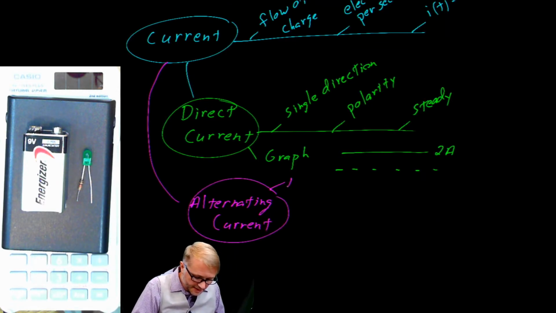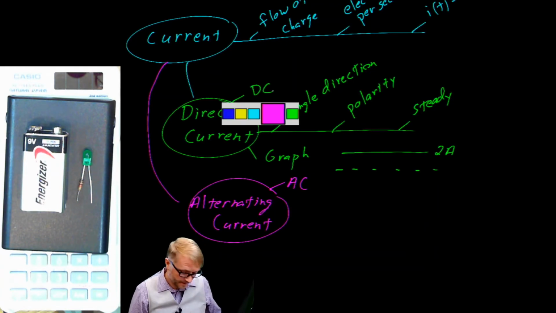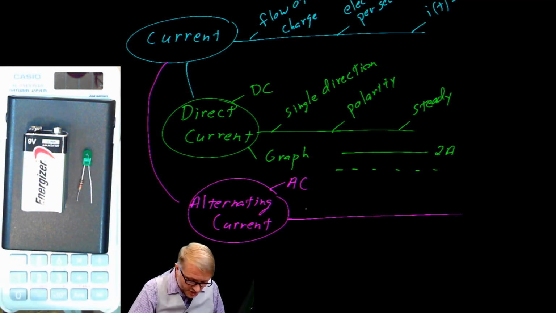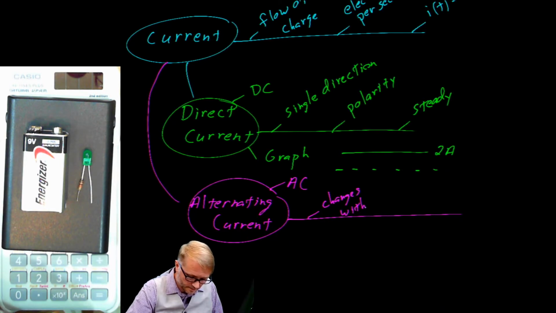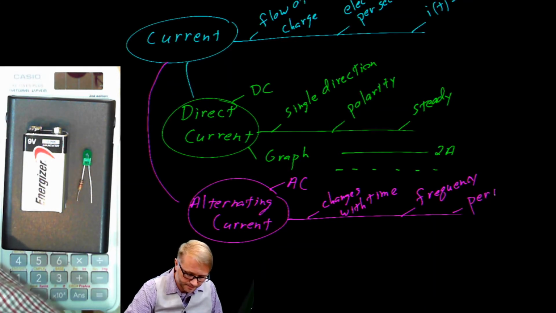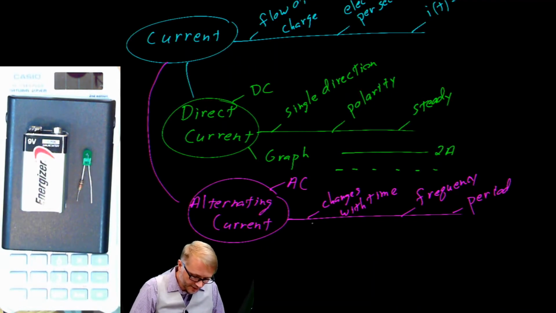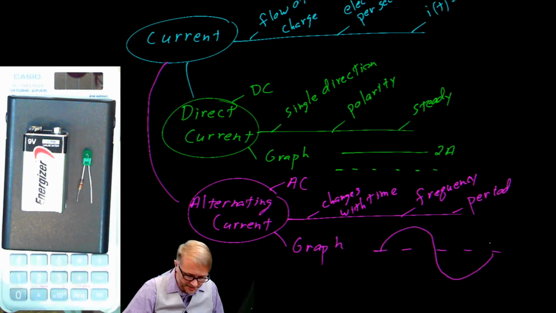And we call that AC. Should have mentioned this. We call direct current DC. Our alternating current changes with time. It has a frequency, and it has a period. If we were to graph it, you might see something like this, where you have a sinusoidal signal that changes as a function of time.